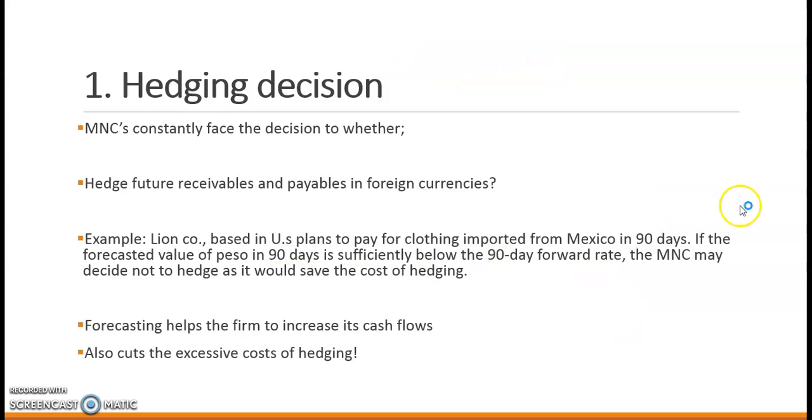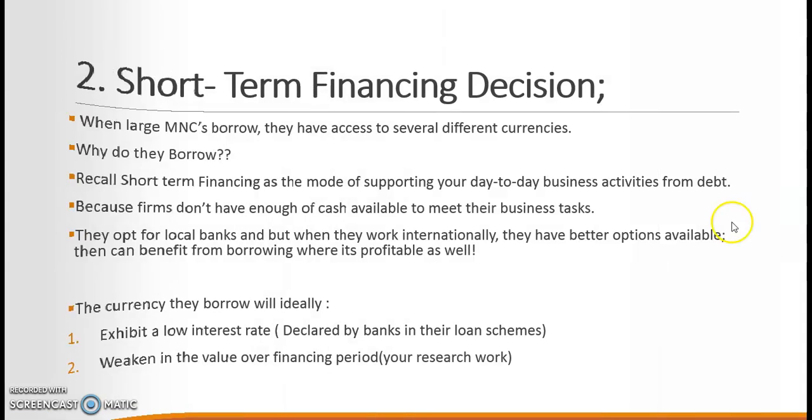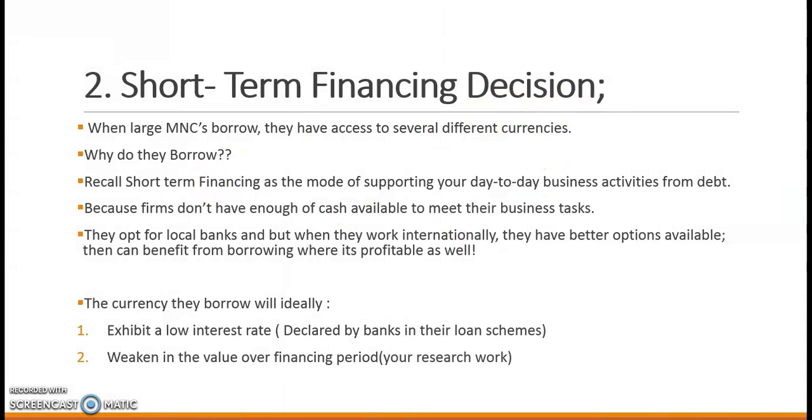The other decision firms make is regarding short-term financing decisions. As we all know, to run our day-to-day business activities, we need short-term finance, because suppose we are out of cash and we cannot enter into a long-term contract. So short-term financing is the best option to go for. And why do firms need to borrow, right? Why do they need to borrow? This is because of their need.